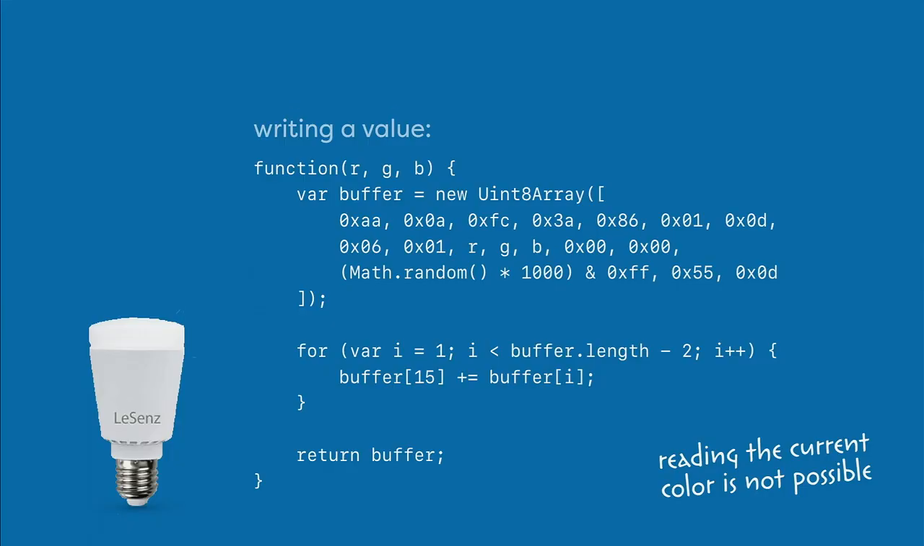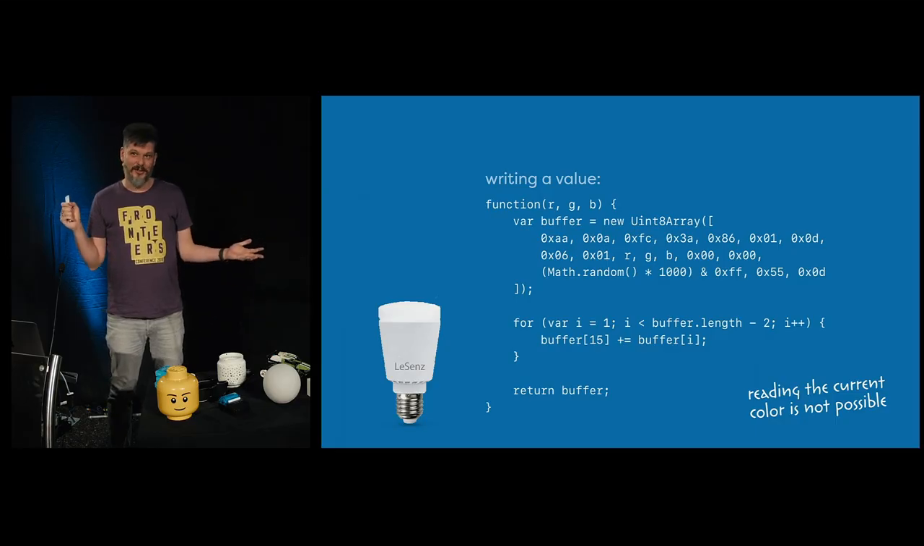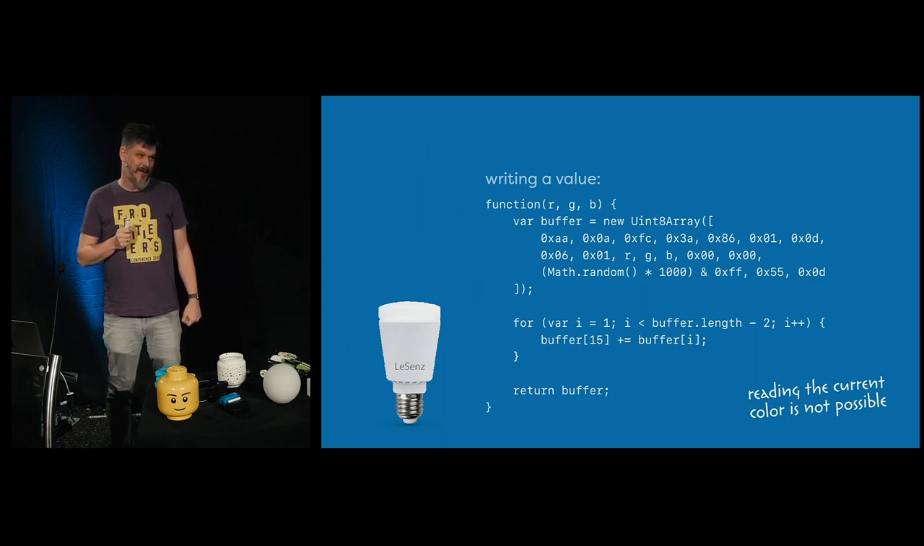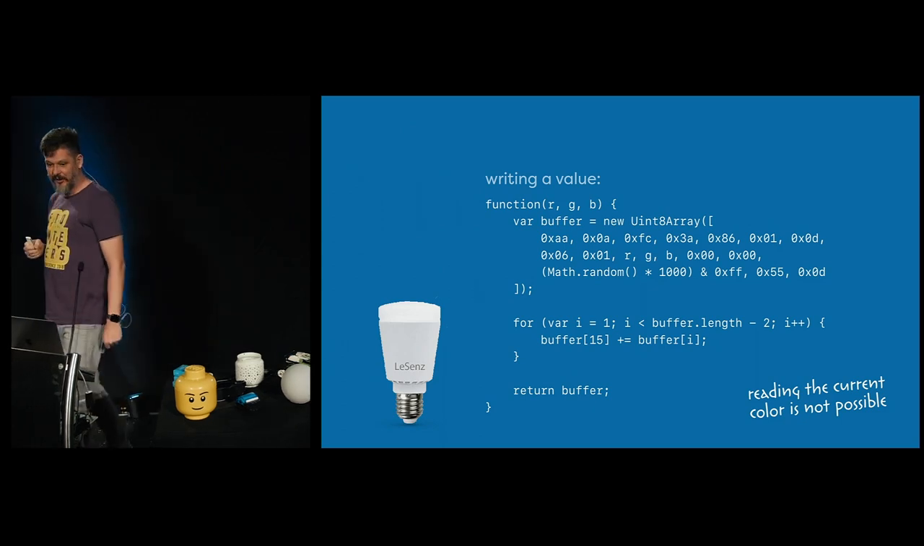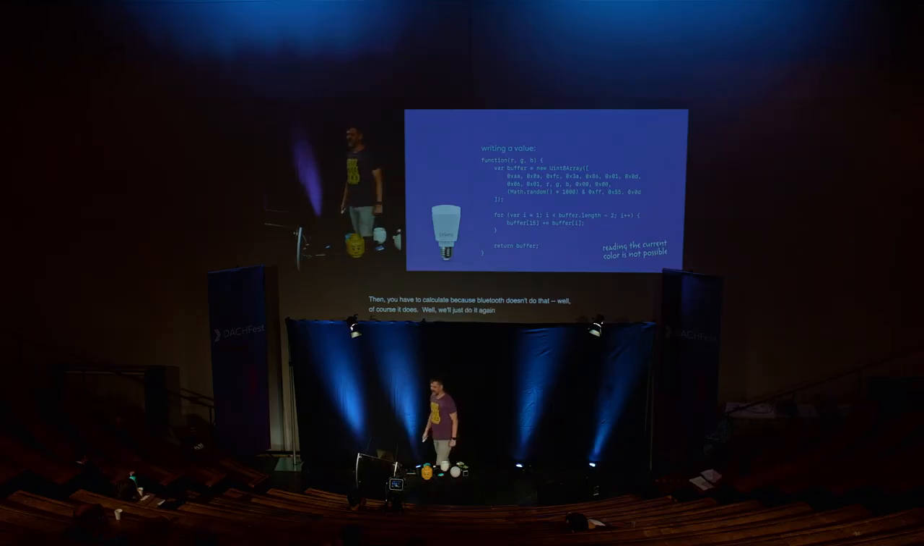So this light bulb is a little bit more difficult. Every single byte has to be exactly like this, otherwise it won't work. And there has to be a random number in there, because no two messages can be the same. Then you have to calculate a checksum, because Bluetooth doesn't do that. Well, of course it does, but we'll just do it again. But this is okay.